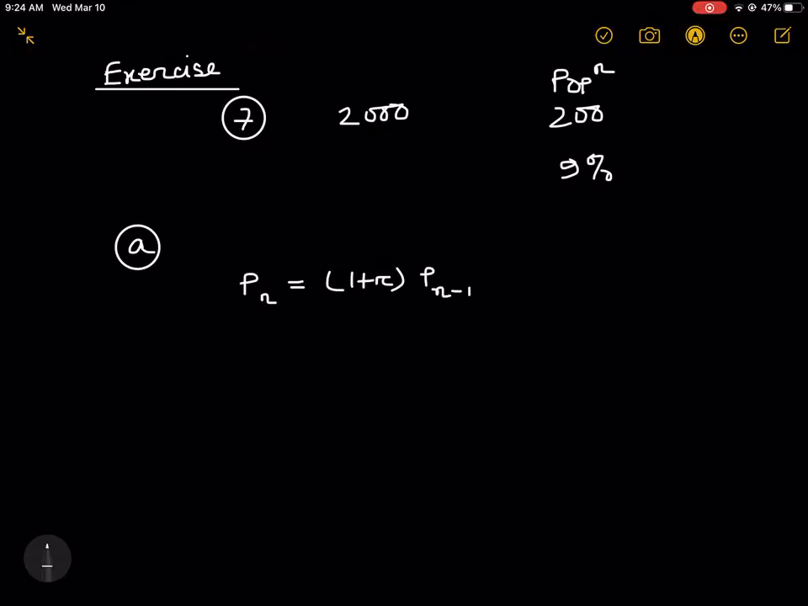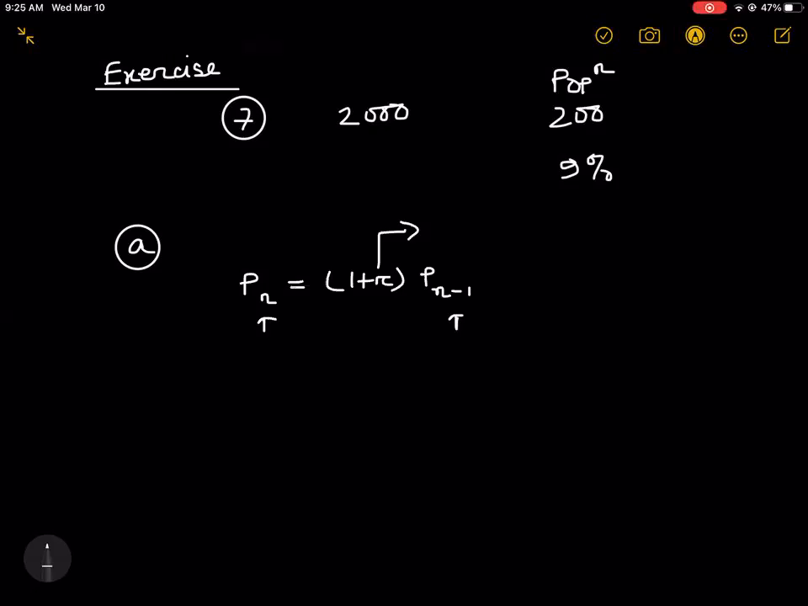Okay, the recursive format looks like this, where R is the growth rate, of course. Pn is the population after the nth year, or at the nth year, depending on the question. And Pn minus 1 is the population the year before. So that's the general format of the recursive form.